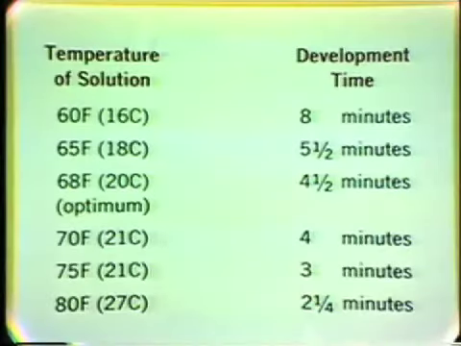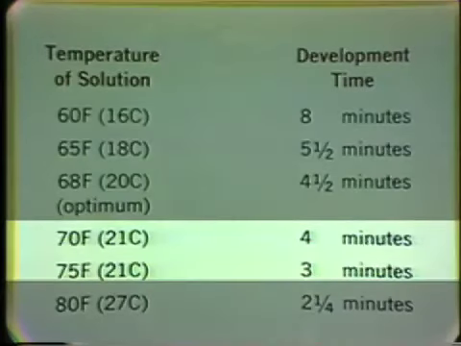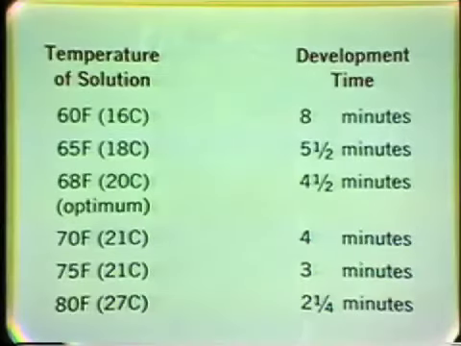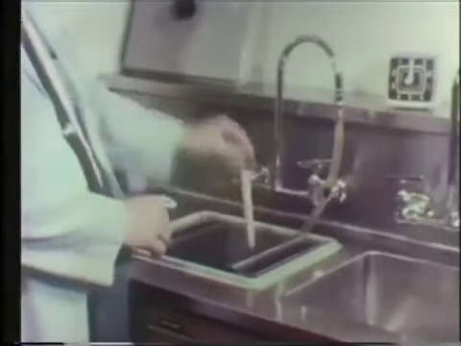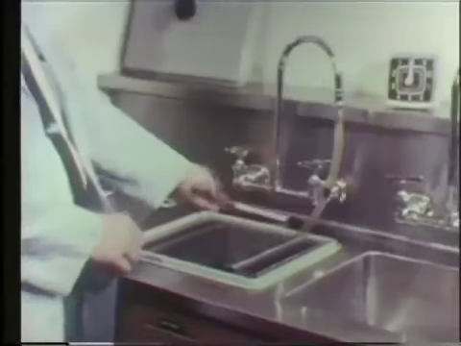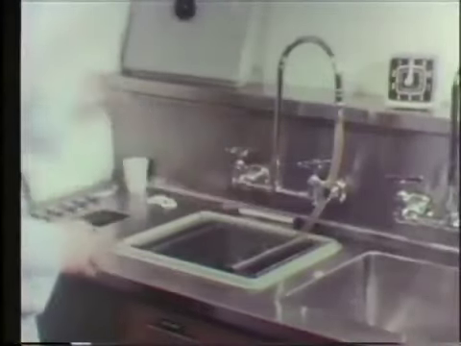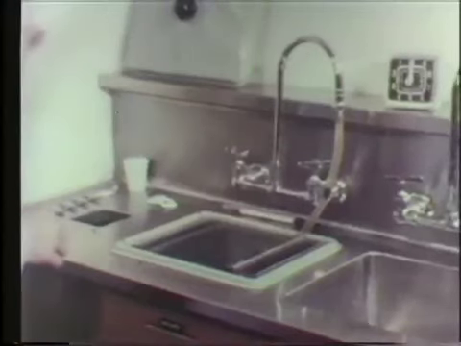Now we read what the thermometer indicates, 73 degrees Fahrenheit. 68 would be ideal, but we're a little high. 70 degrees calls for 4-minute developing, 75, 3-minute developing. So we're about halfway between. So 3.5 minutes will be the proper developing time. So we rinse the thermometer and set it safely aside. It must not be left in the developer tank.